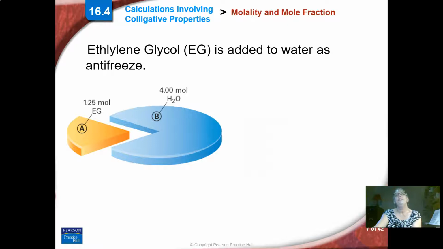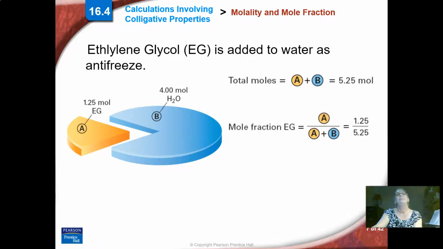We can also add ethylene glycol to water to change the water's boiling point and freezing point, and that's called antifreeze. So we can put 1.25 moles of ethylene glycol in 4 moles of water, and the total is 5.25 moles. The mole fraction of ethylene glycol is 1.25 out of a total of 5.25, and this is called the mole fraction. And you can also do a mole fraction for water.